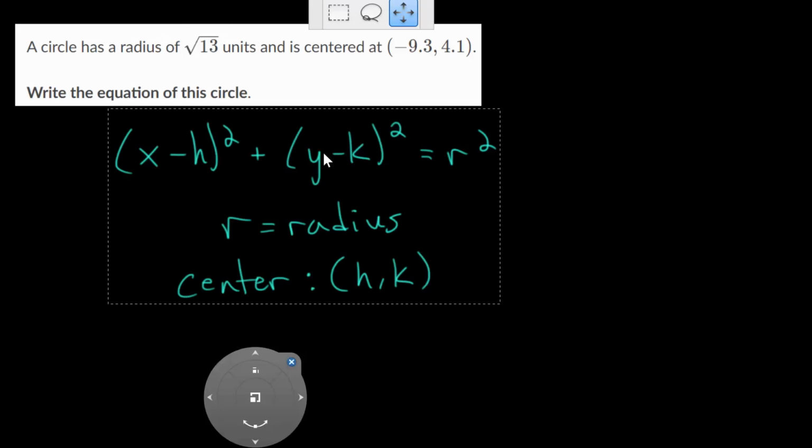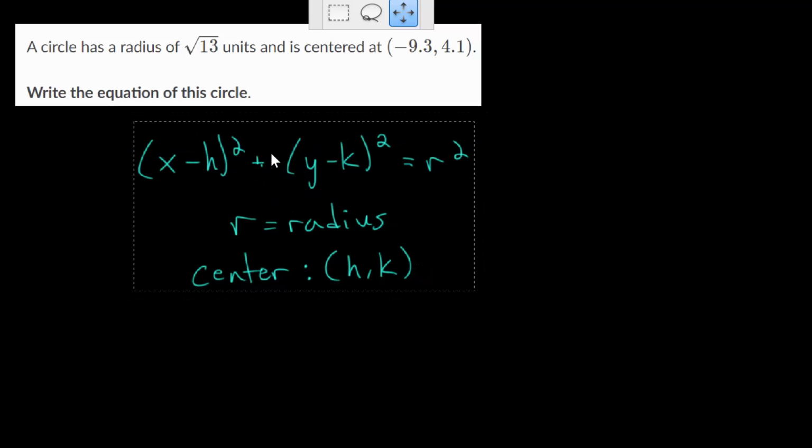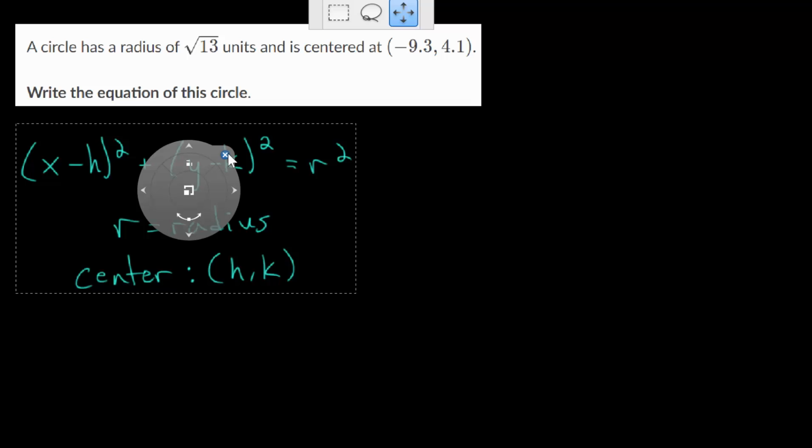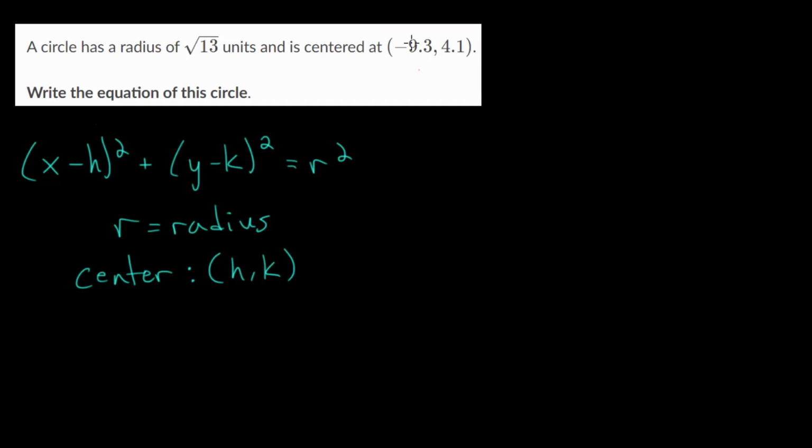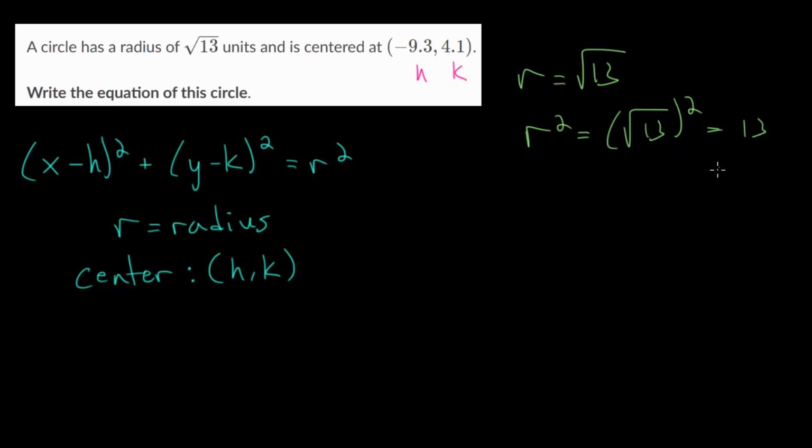And for this example problem, we're not shown the graph, but we are told information about the radius and the center. So let me paste in our standard equation, and we're told what the center is, which means we know what h and k are equal to, and we're also told what the radius is equal to, since r is the square root of 13. Now, we really need r squared, so let's square each side of this equation. And when you square a square root, the square and square root cancel, so we just get 13 here.